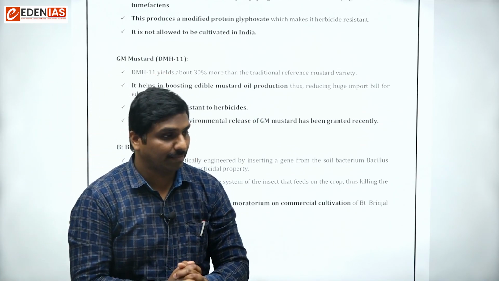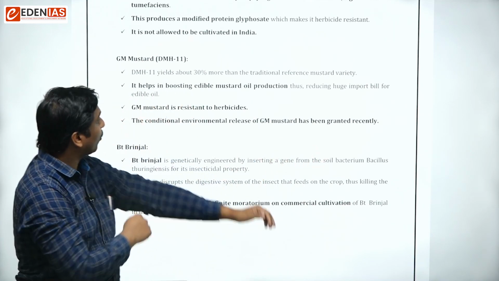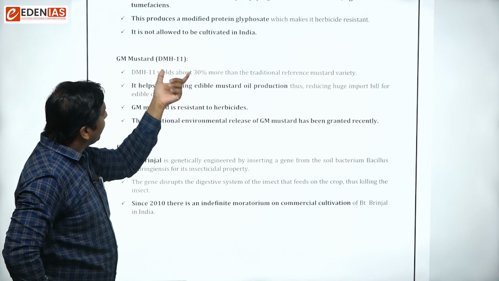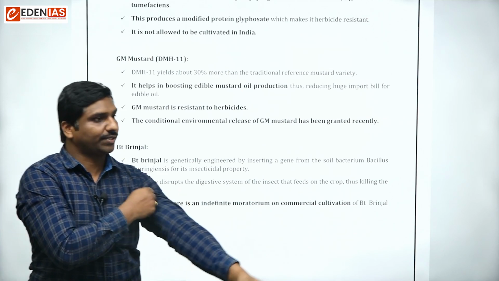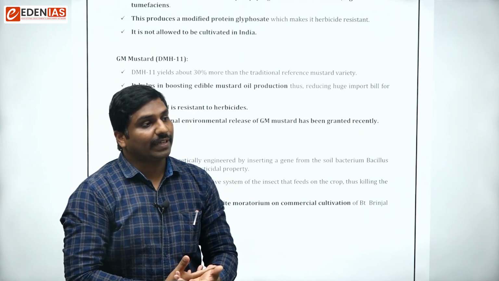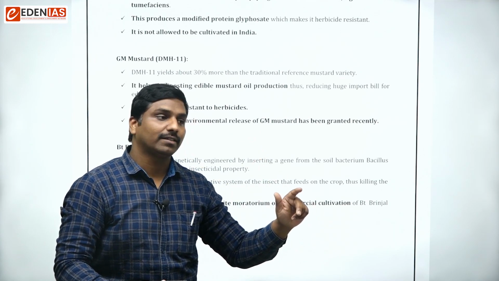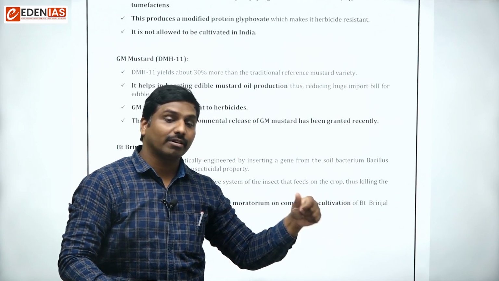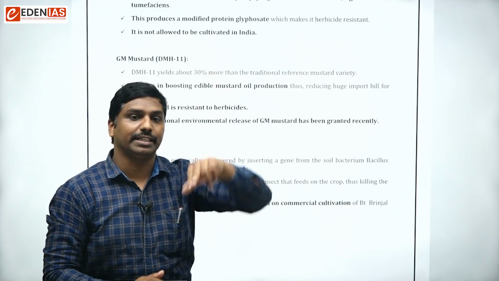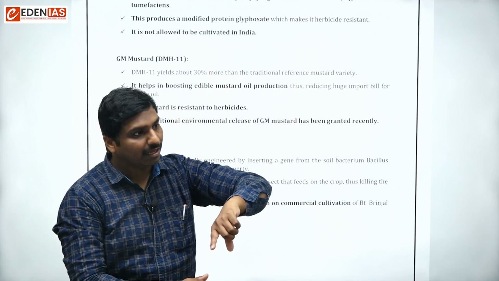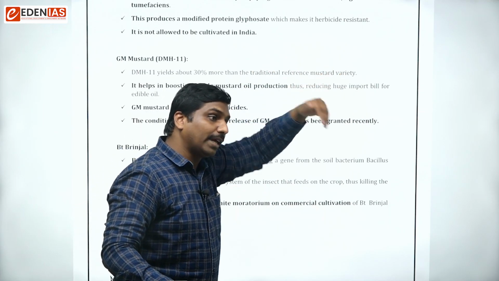The advantage with GM mustard is with respect to productivity. From the productivity point of view, GM mustard yields around 30% more than the traditional mustard varieties. So in one way, we can say that genetically modified crops will have resistance to herbicides, resistance to pests, and can also increase the yield or productivity. When productivity is increased, it can also be used to increase the national income.